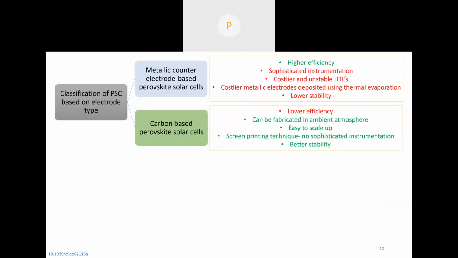Now, classification of perovskite solar cells on the basis of electrode type. These are the metallic electrode type and the carbon-based perovskite solar cell. Metallic counter electrode based means we are using gold, silver, and such electrodes. The advantages are high efficiency, and they are solution processable and easy. But you generally need to do all the processing in a glove box, and very specific instrumentation is required.